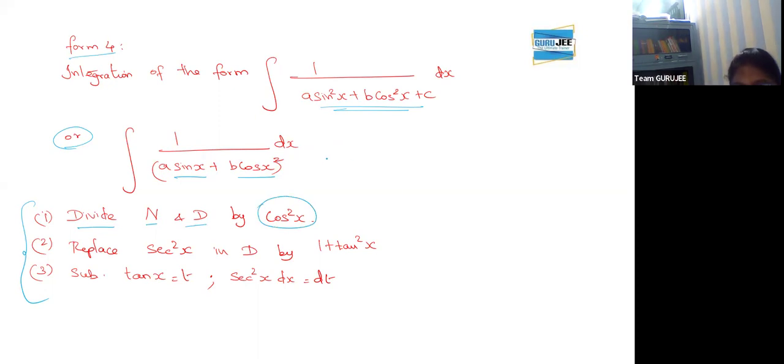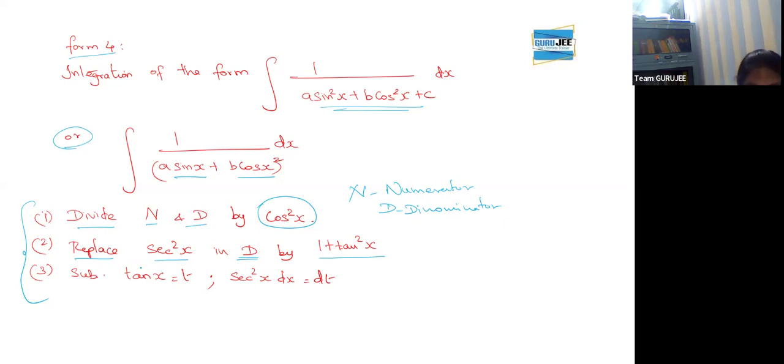Divide both numerator and denominator by cos square x. Replace secant square x in the denominator. N represents numerator, D means denominator. So replace secant square x present in the denominator by 1 plus tan square x.